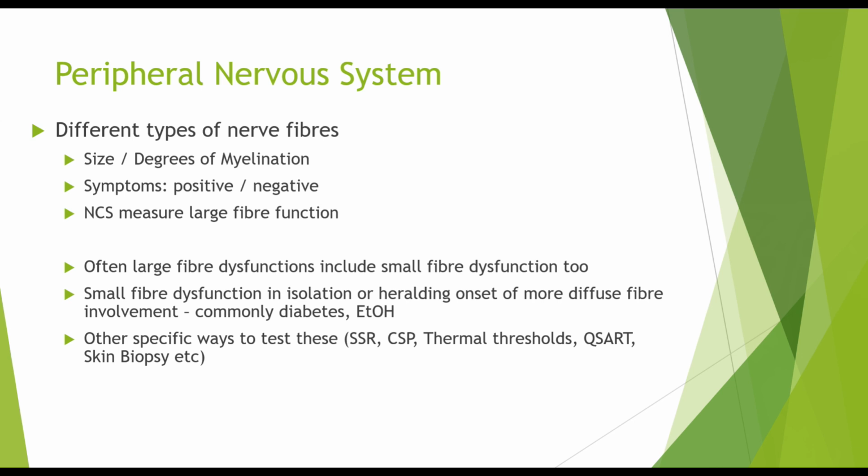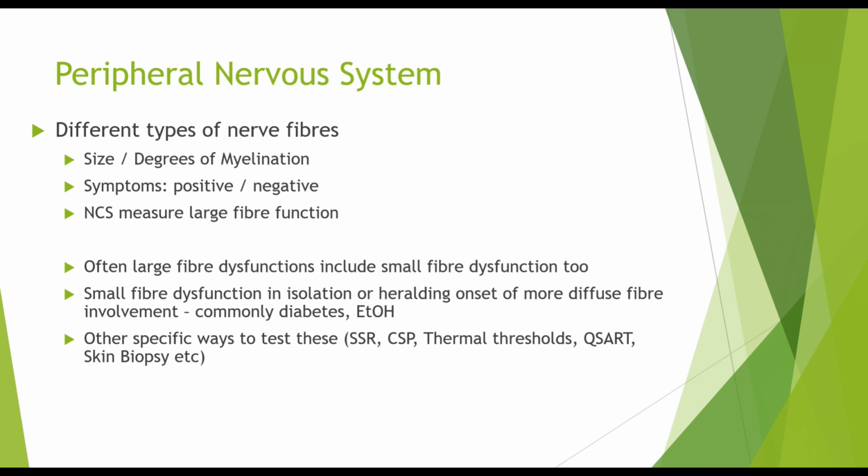Symptoms for patients may be positive or negative symptoms, and these are really important pointers as to working out whether one may be having a large fibre peripheral neuropathy group of symptoms or a small fibre neuropathy group of symptoms. So the small fibre ones tend to provide more positive symptoms, and the large fibre ones tend to give more negative symptoms, so more loss of function.